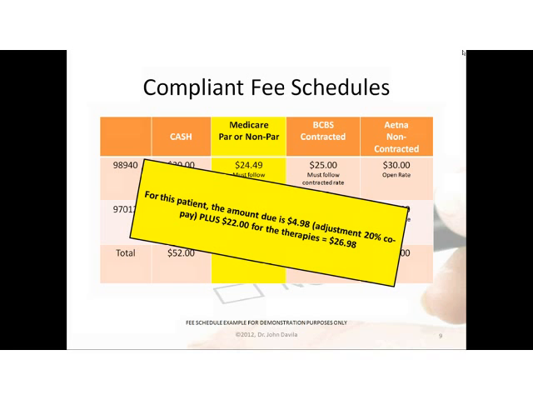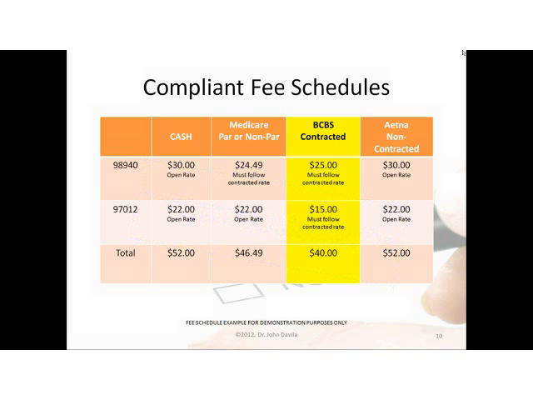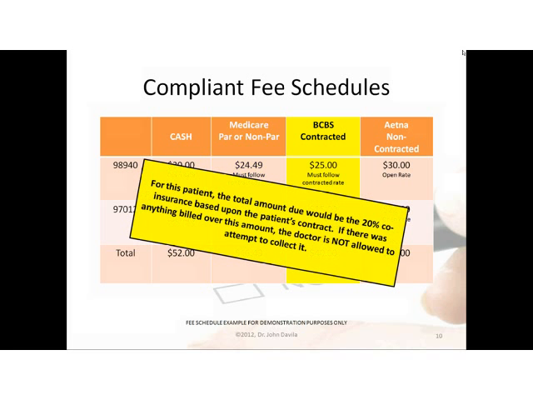Now, with Blue Cross and Blue Shield, it's a little different. The patient would have a contract rate of $25 and $15, and the total would be $40. For this patient, the total amount due would be 20% based on the patient's contract, assuming it's 20%. Even if something was billed over this amount, there's nothing the doctor can do to collect it because we have contracted rates. So if it's $25 and $15, the total amount is $40. The patient would have an $8 copay and be done, unless there was a deductible or some other arrangement to be made based on the patient's contract.